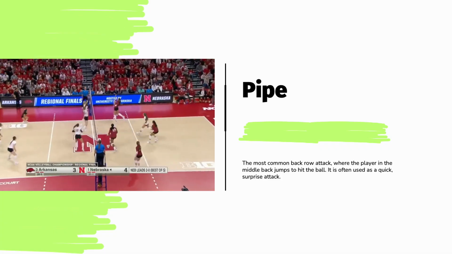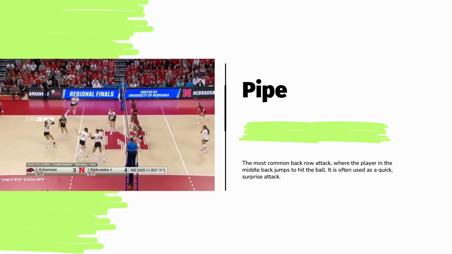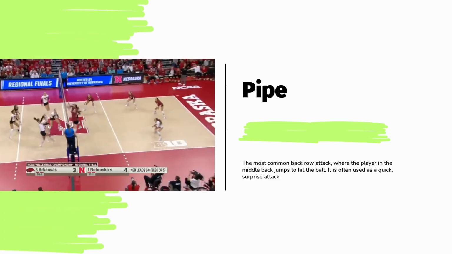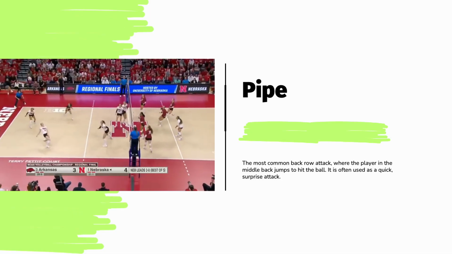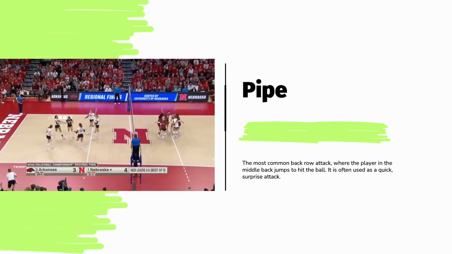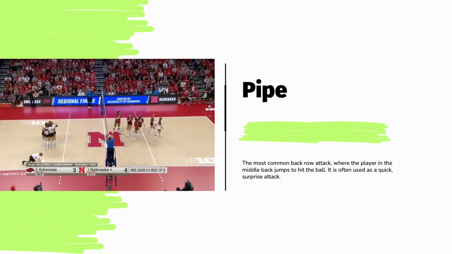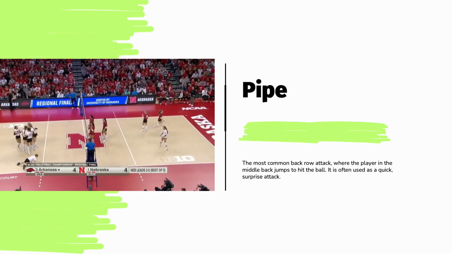This particular back row attack that we're going to see in this play is the pipe. And it is the most common back row attack in system used by teams, especially higher level teams.